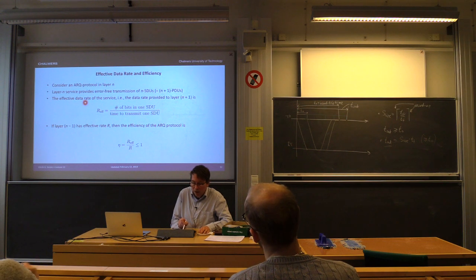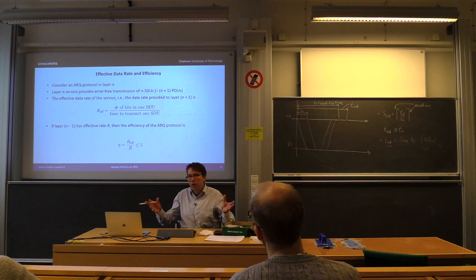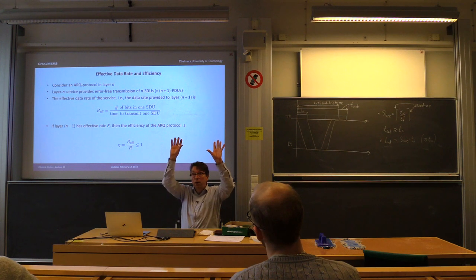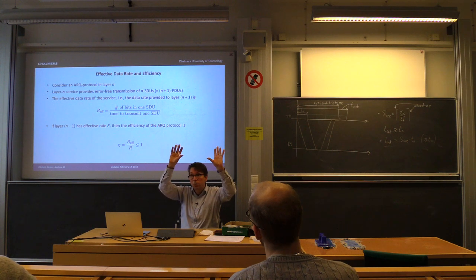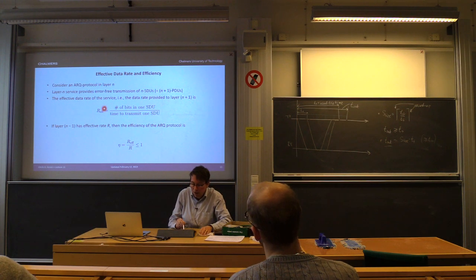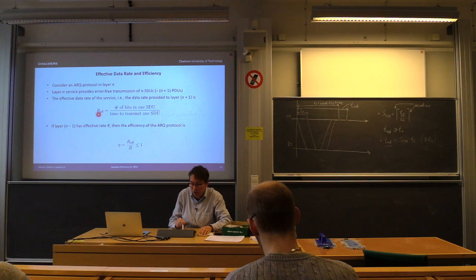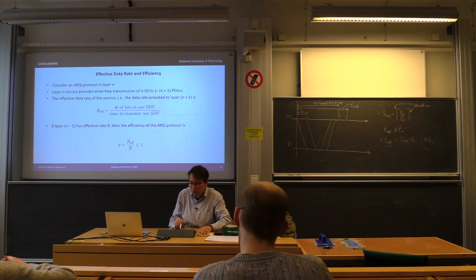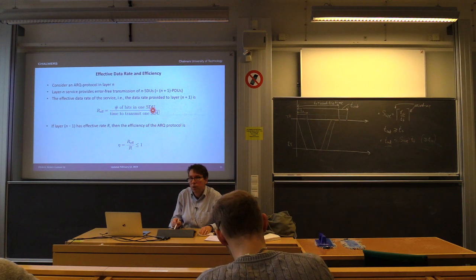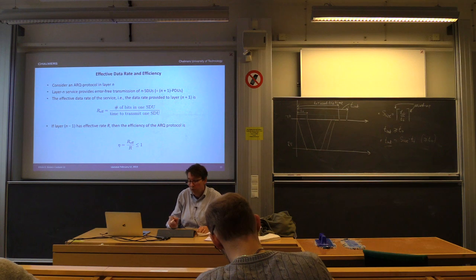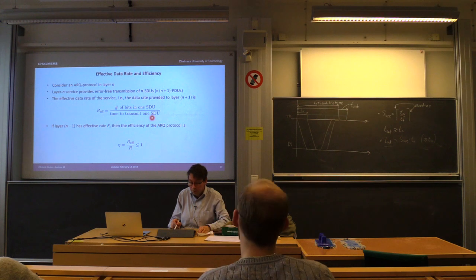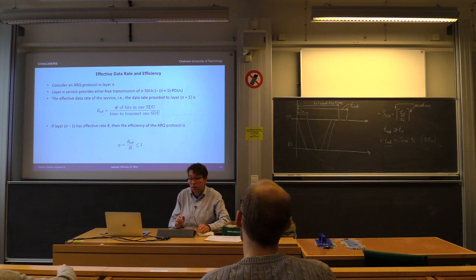So what is the effective data rate of the service? If I'm implementing an ARQ protocol, I'm providing a service to the layer above me. What is the quality of that service in terms of data rate? Well, what data rate does the layer above perceive? It perceives the data rate RF, the effective rate. That's basically the number of bits in one service data unit, the payload I get from above, divided by the time it takes to transmit that. So that's the effective rate that the layer above us sees.